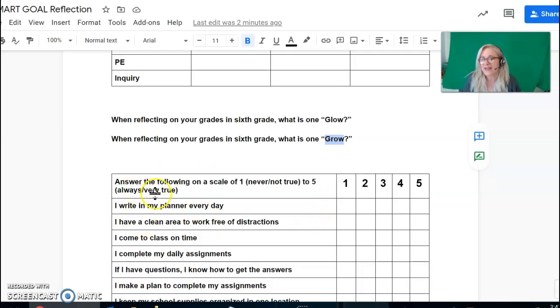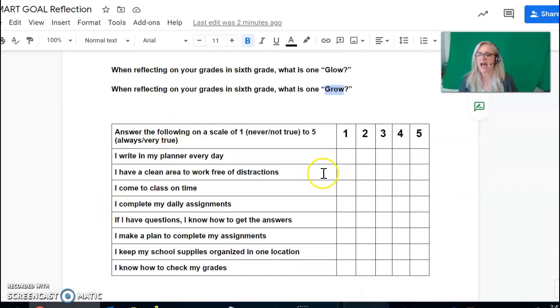Then, on a scale of 1 to 5, 1 means never, not true. 5 means it's always true, yes, all the time. I want you to answer each of these questions. I write my planner every day. Do you write in your planner every day? If you do, you are going to put a 5. If you write almost every day, probably 4 out of the 5 days of the week, you would put a 4. Let's say you write about half the time. Sometimes you remember, sometimes you don't. That would be a 3 or a 2.